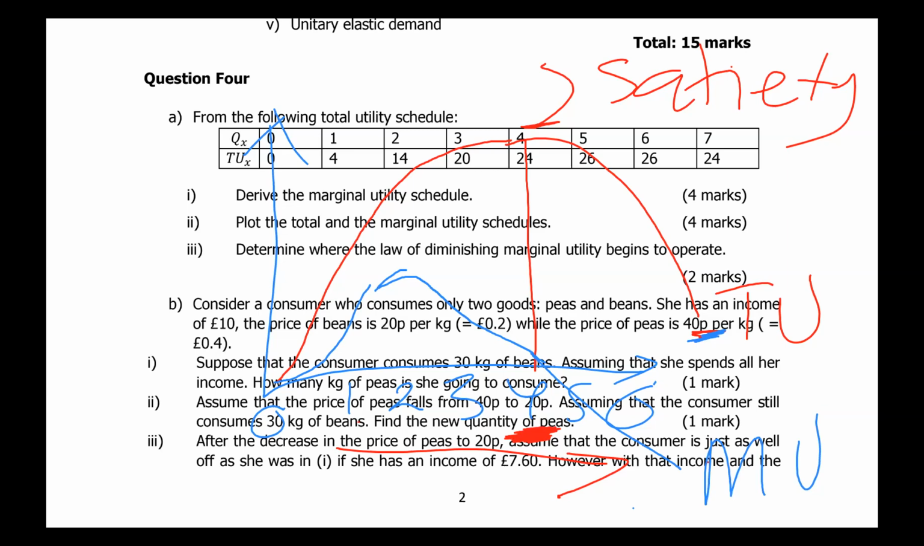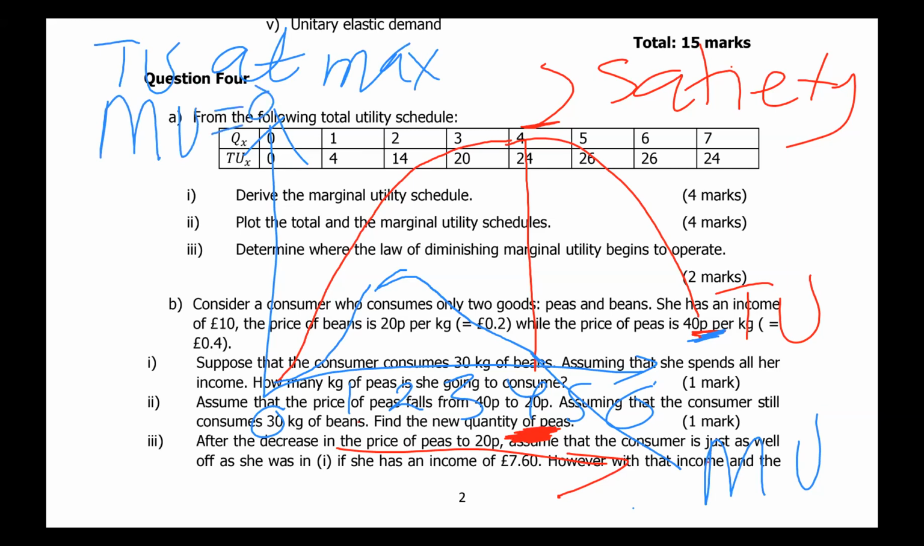Now there are some key things, maybe 3 key things, that I want you to learn from here. Observe that when total utility is at maximum, marginal utility is equal to 0. Observe that this is 0. So marginal utility will be here. When total utility is at maximum here, then marginal utility will be 0.